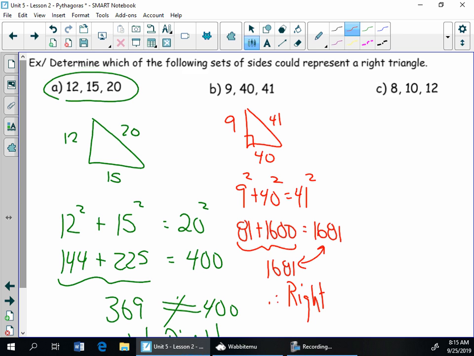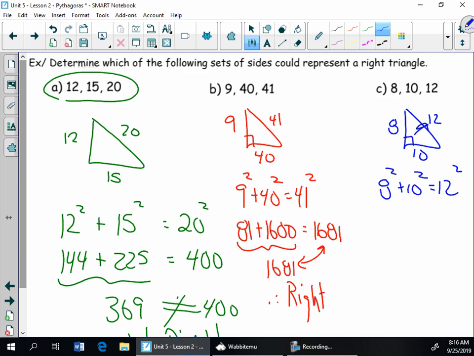And you try the last one. 8, 10, and 12. That's my long one. 8 squared, 10 squared, 12 squared. Let's see if it works. 64 plus 100 is 164. That's not 144. This is not right.